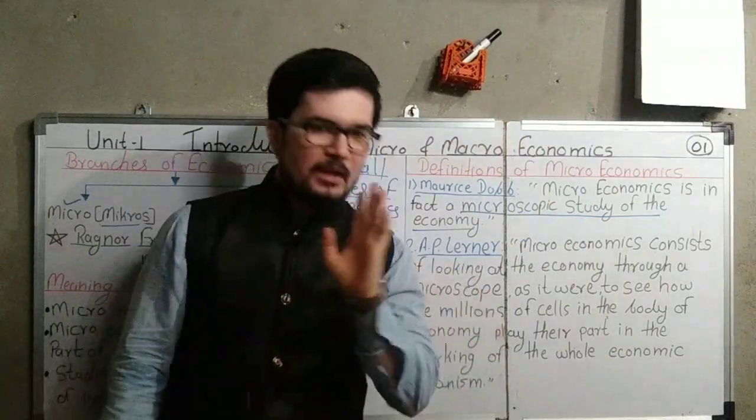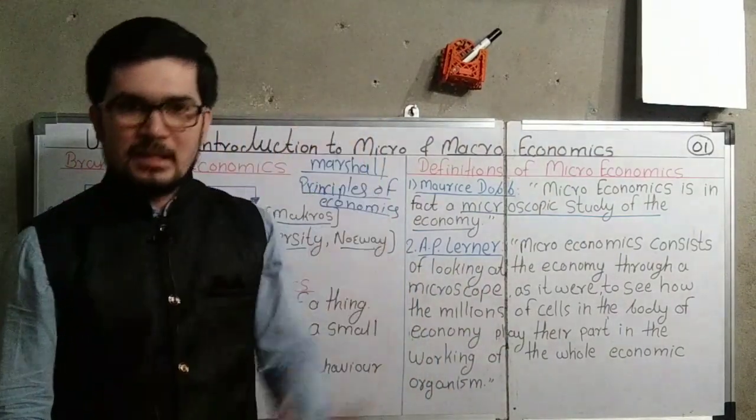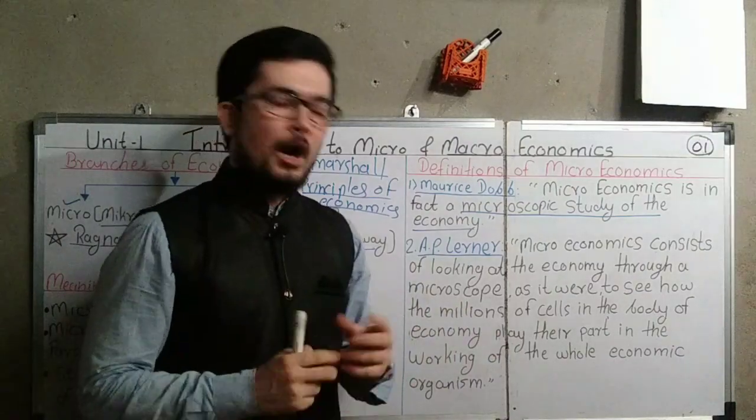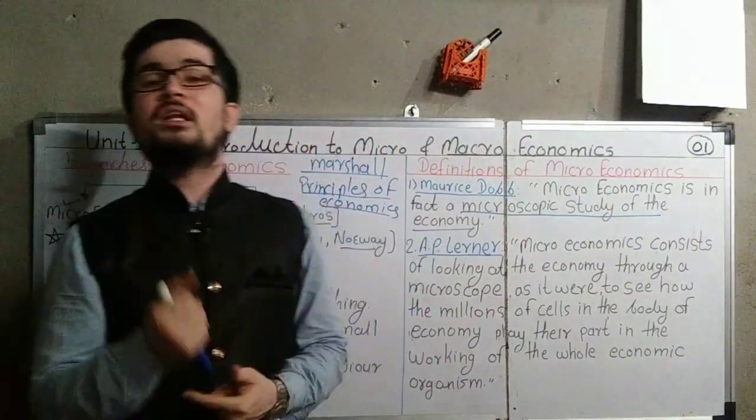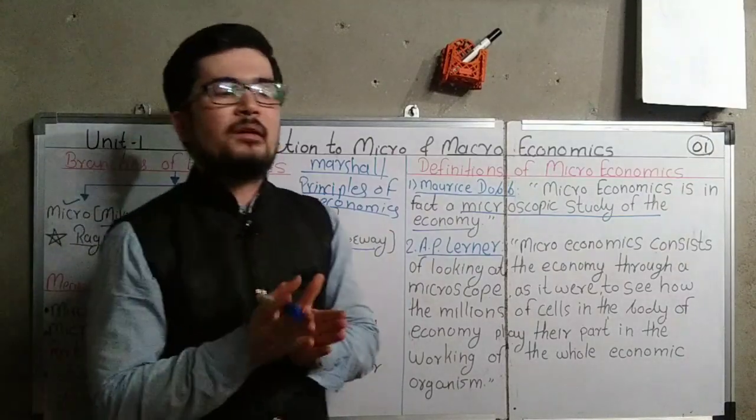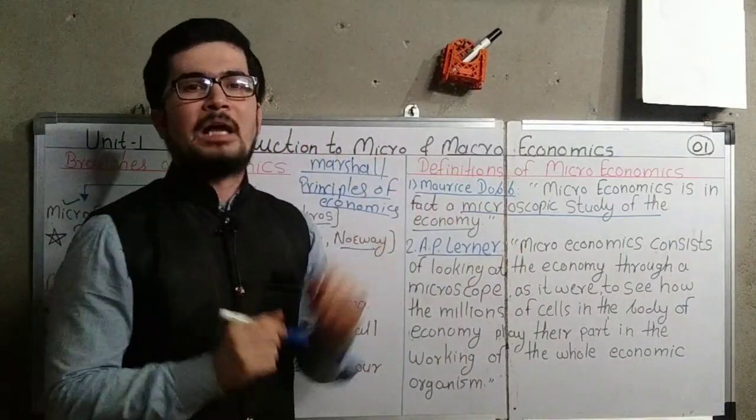If we take only one consumer and we discuss his income, his expenditure pattern, how he wants to spend the money on a very particular thing, what is the number of utility he gets, all these things when we discuss, it becomes part of microeconomics.